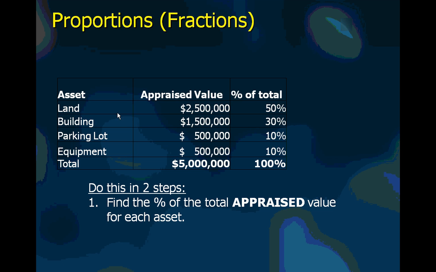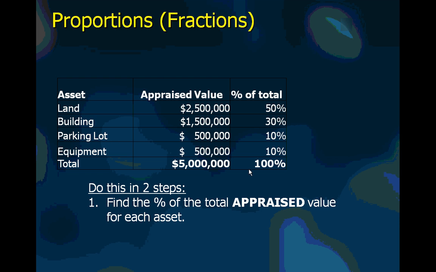Find the percent of the total appraised value for each asset class. Okay, so we would do that like this, and this is where I would use a spreadsheet. The appraisals came in at 2.5 mil, 1.5 mil, 500,000 each for the parking lot and equipment. And if I add them up, it comes up to 5 million. I divide each number by 5 million. 2.5 million here divided by 5 million is half, 50%. 1.5 mil divided by 5 million, well, that's 30% if you do the math. And again, spreadsheets are very, very helpful with this. Parking lot, $500,000 divided by 5 million, that's 10%. You can see, right? 5 divided by 5, you're going to get 10, and this one's the same, 10. These have to add up to 100%, obviously, and they do. 50, 30, 10, 10. There you go, 100%.